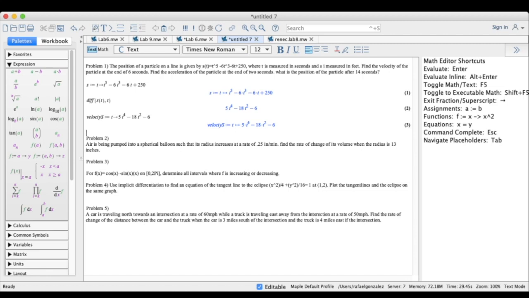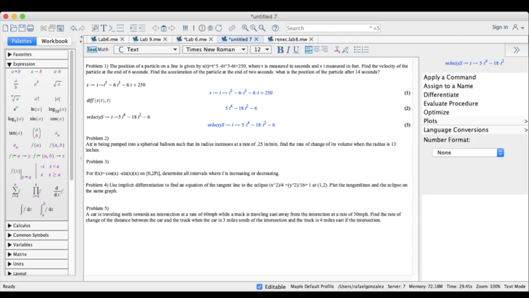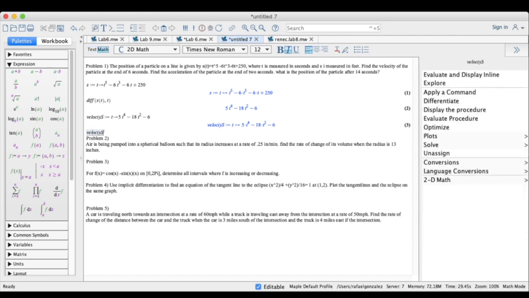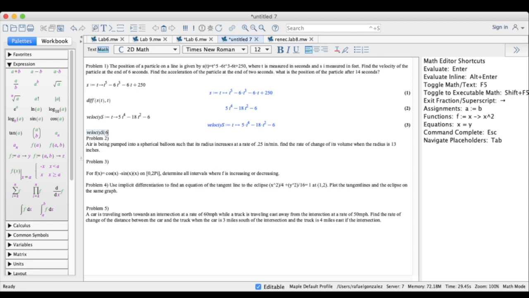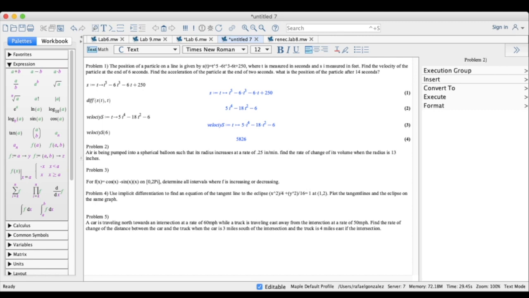So at the end of 6 seconds, the velocity of s, once again make sure you're in math mode, at the end of 6 seconds we simply just pass in 6 into our function for velocity. So at the end of 6 seconds we see that we are traveling at 5,826 feet a second.